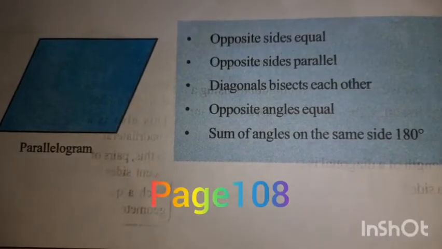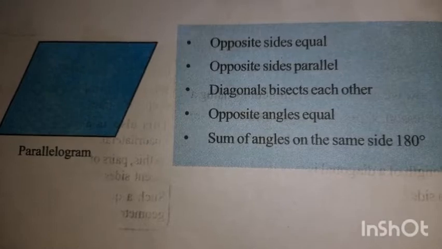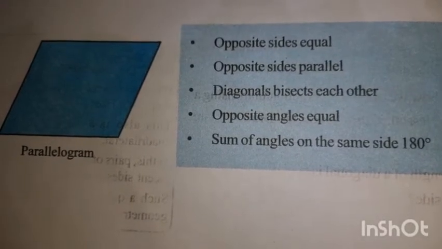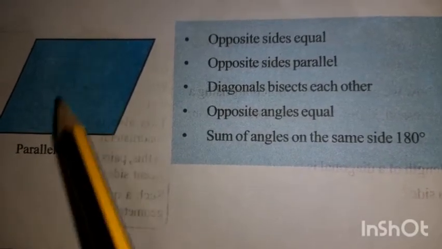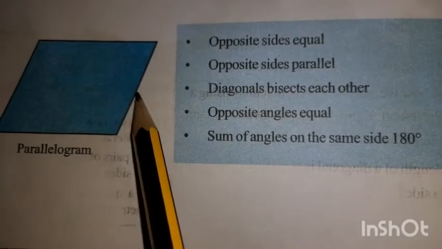These are the properties of a parallelogram. Opposite sides are equal. These are the two opposite sides. Okay, they are equal. These are also.